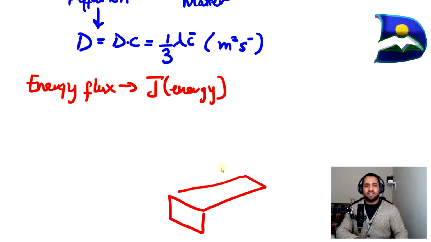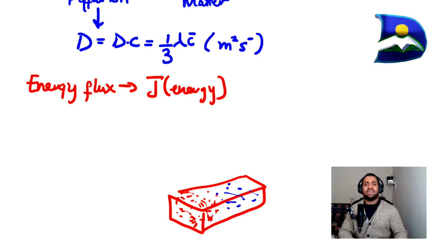So if you have a specific container or material that contains various particles, we have our particles going from high temperatures in this particular region to a much lower temperature. What is happening here is that we have a flux where our energy flux has positive values, which means it's greater than 0.